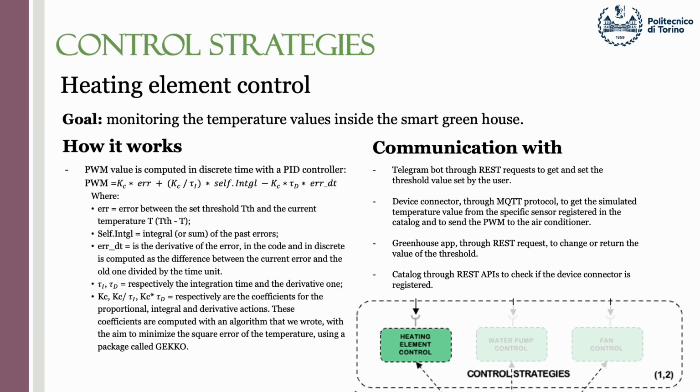The PWM is computed by a PID controller that links the PWM value to the error between the desired temperature and the current one of the greenhouse, which is received through the MQTT protocol.